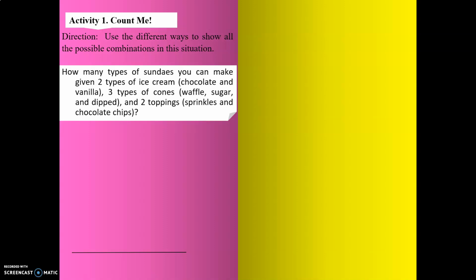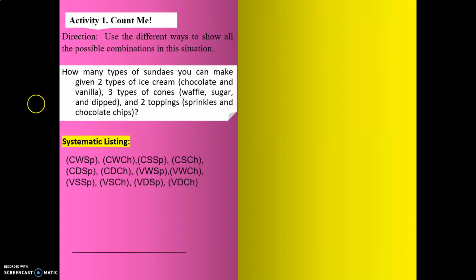How many types of sundaes can you make given 2 types of ice cream, chocolate and vanilla, 3 types of cones, waffle, sugar, and dipped, and 2 types of toppings, sprinkles, and chocolate chips? Now, let's make use of the systematic listing first.